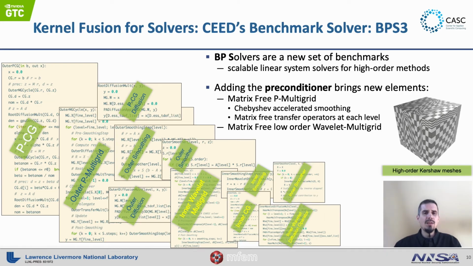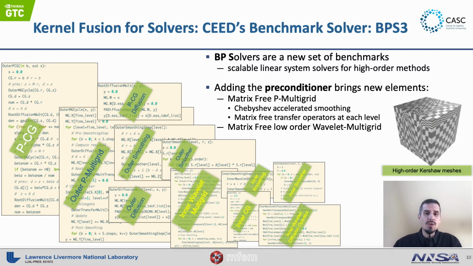One recent benchmark is the seed BPS3 bake-off problem, which is a full preconditioned Poisson solver. It is meant to test the scalability of high-order solvers on high-order meshes. Adding a preconditioner at the top-level conjugate gradient brings new elements. One first outer p-multigrid with Chebyshev accelerated smoothing. A second inner low-order wavelet multigrid with again Chebyshev smoothing. And a third stage with the innermost conjugate gradient if required, depending on the options.